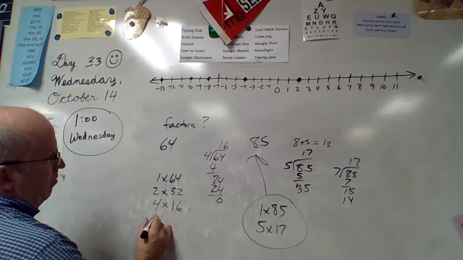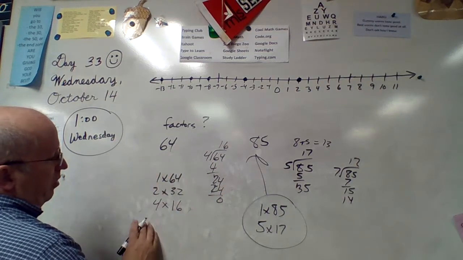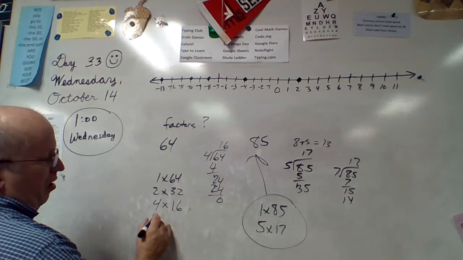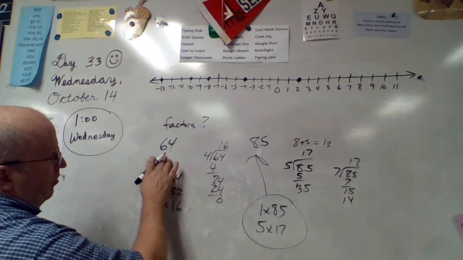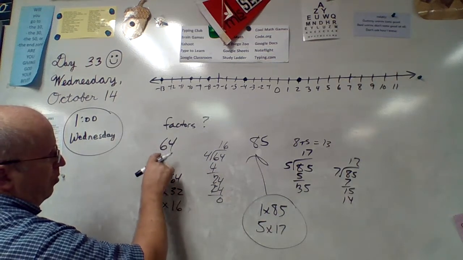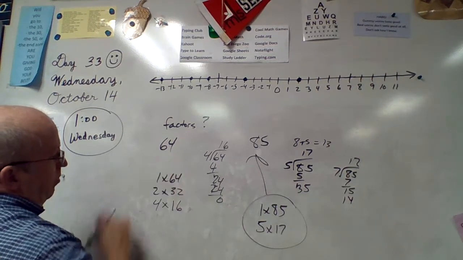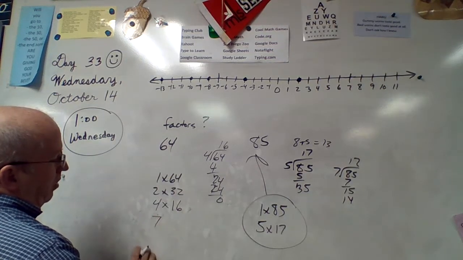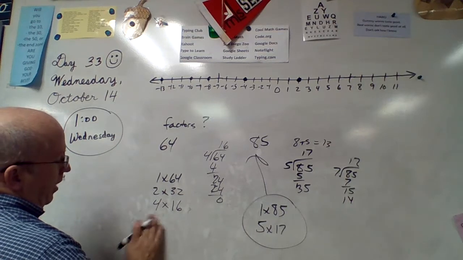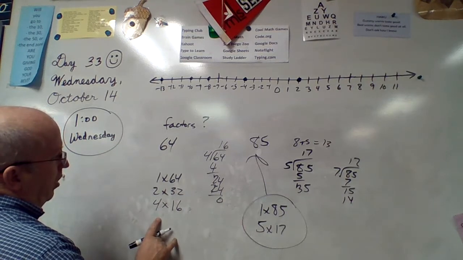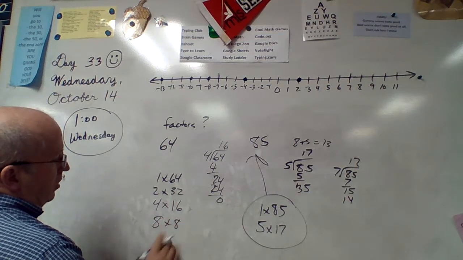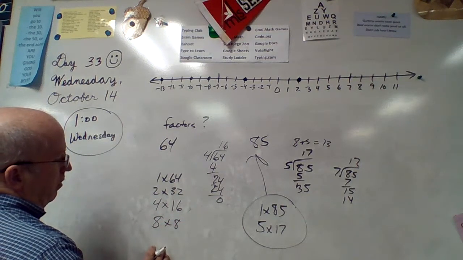How about 5? No, it doesn't end in a 5 or a 0. How about 6? No. If it's divisible by 6, it has to be divisible by 2 and by 3. And this one's not divisible by 3. How about 7? No. I know my math facts for 7, and 7 times no number gets me to 64. How about 8? Yeah, 8 times 8 works. How about 9? 9 doesn't work.